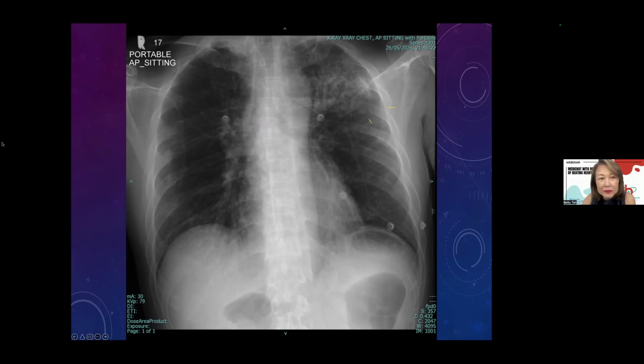Anyone? Bone? Yeah, bone. Draw the ribs one by one. 1, 2, 3, 4, 5, 6. There's a rib fracture with callus here. Okay, all right. So the rest are normal. So in this X-ray, we're learning about the consolidation and then the bony rib fractures here.